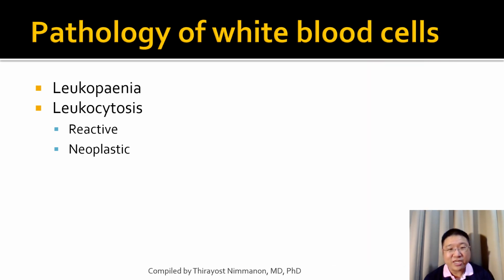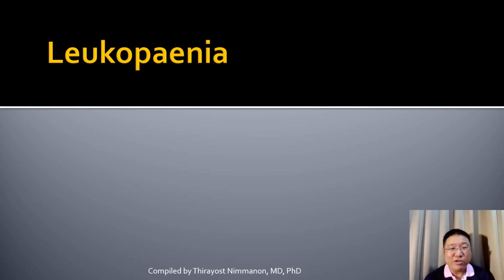So pathology of white blood cells includes leukopenia, or a decrease in white blood cells, and leukocytosis, or an increase in white blood cells. Leukocytosis can be either reactive, or non-neoplastic, or neoplastic. Let's start with leukopenia, the decrease in white blood cells.